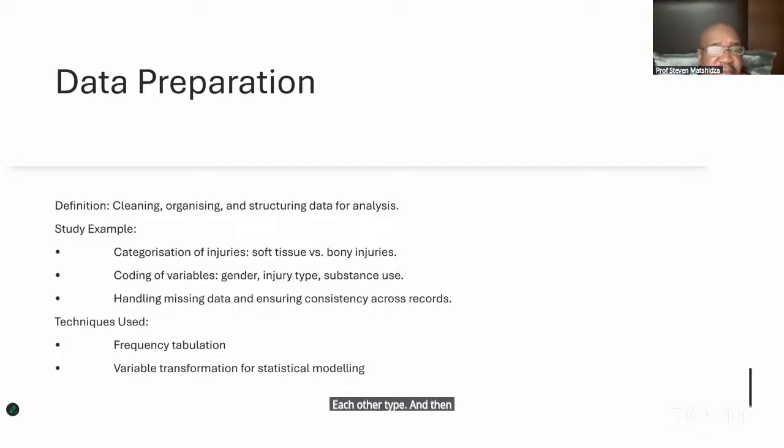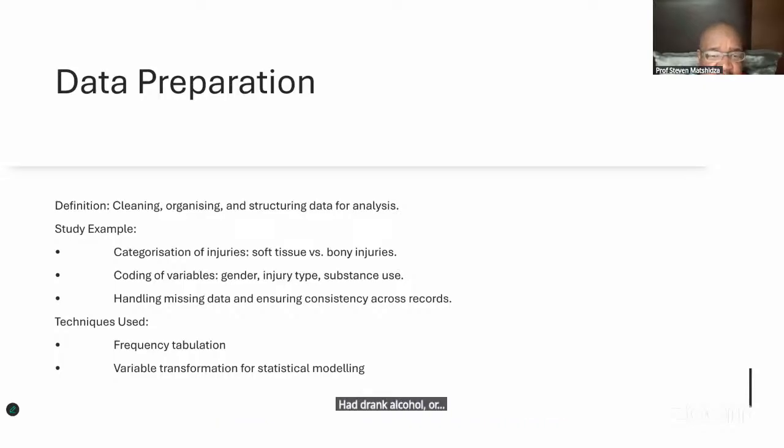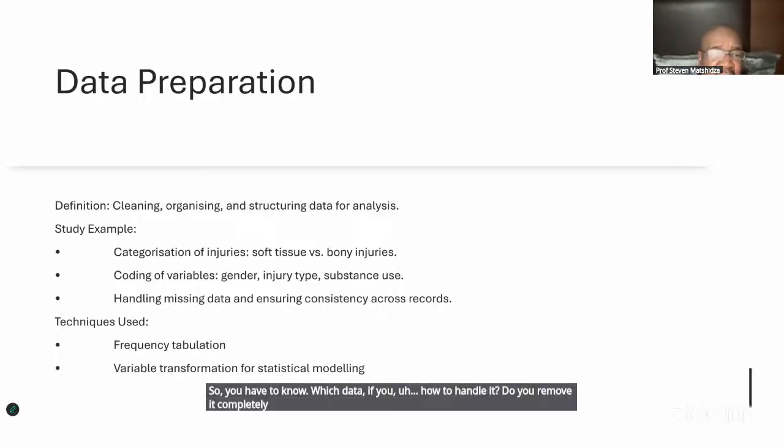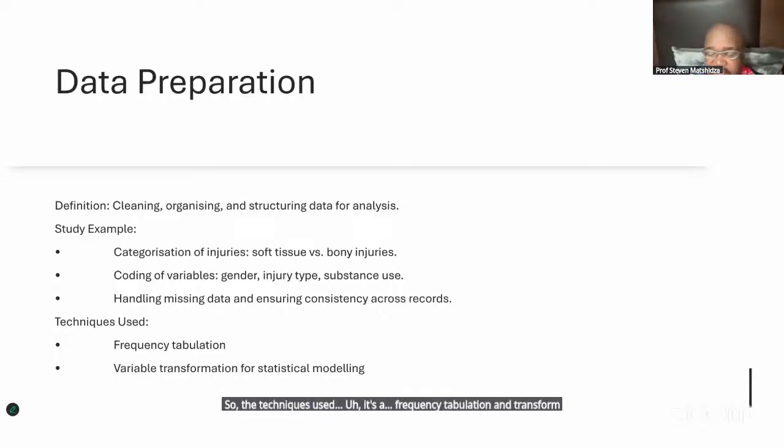And then how do you handle missing data? Because as a retrospective study, you may find that the patient was not asked whether they had drunk alcohol or had used substances. So you have to know how to handle it. Do you remove it completely, or do you use some of it? So the techniques used are frequency tabulation and transformation for statistical modeling. And I think the previous speaker will tell you more about this.